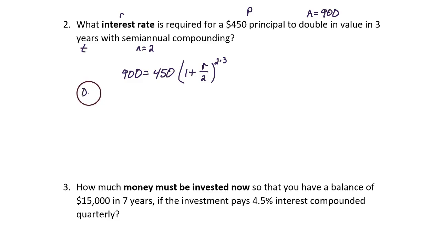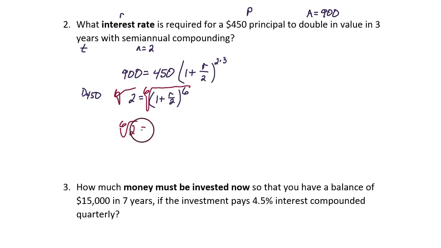Next up, we can divide both sides by 450, getting 2 is equal to 1 plus R over 2 raised to the 6th power. How do you remove raising to the 6th power? You take a 6th root. So take the 6th root of this side and take the 6th root of this side. This makes the 6th root of 2 is equal to 1 plus R over 2.